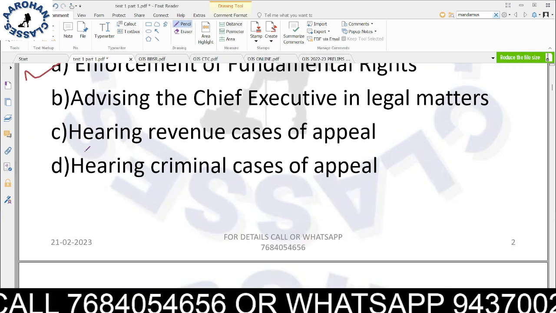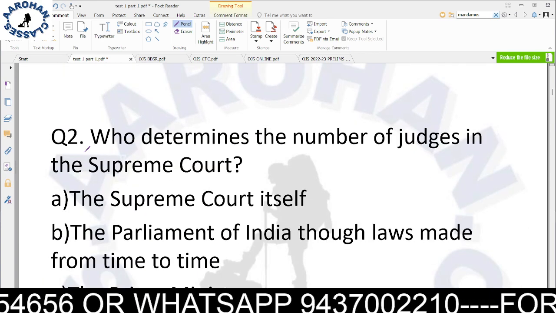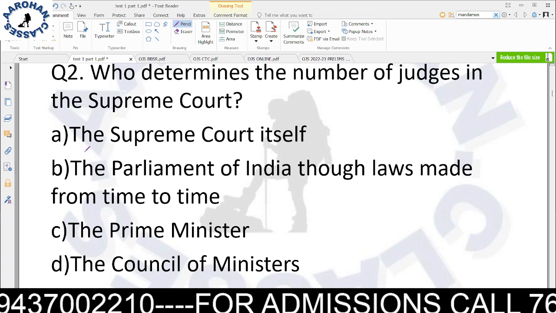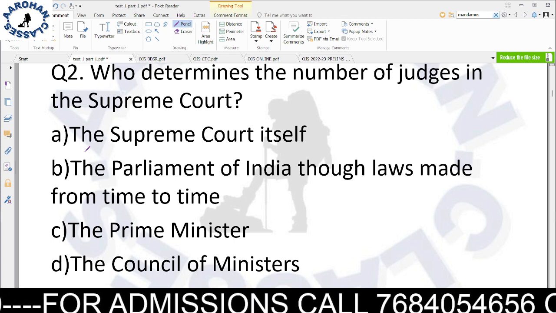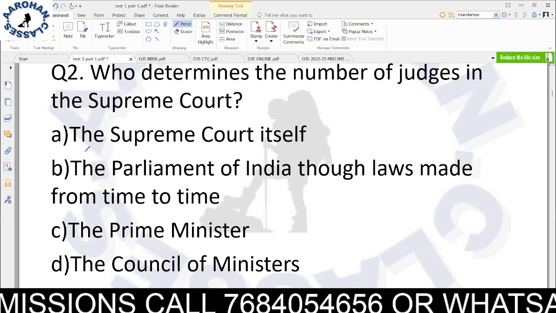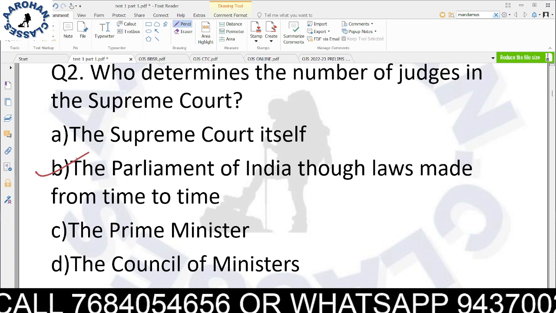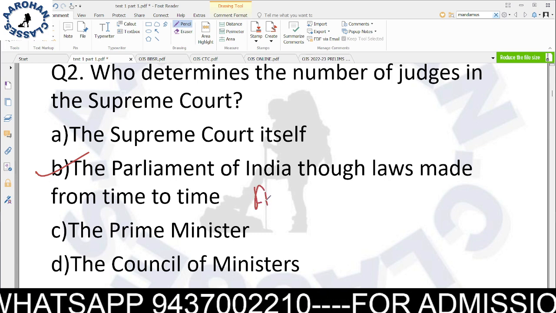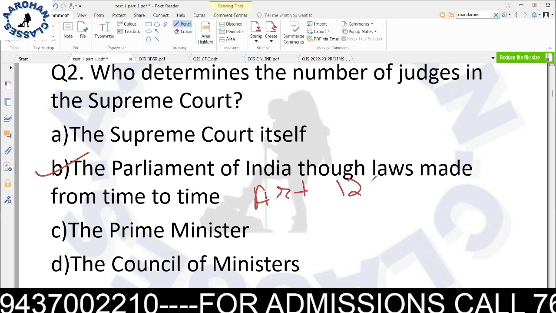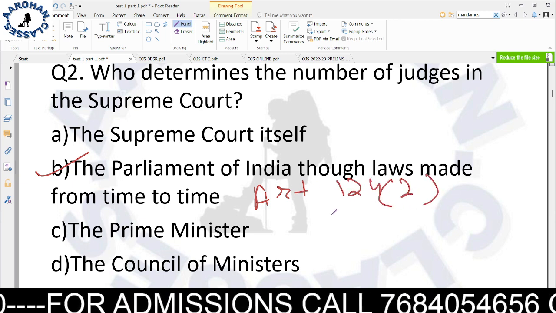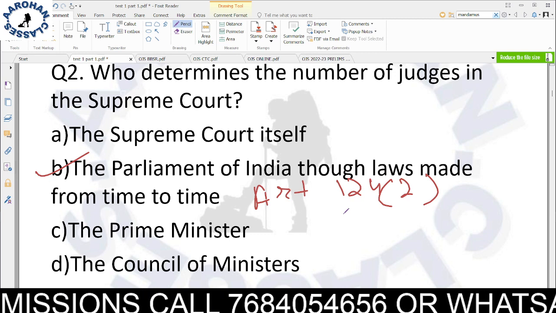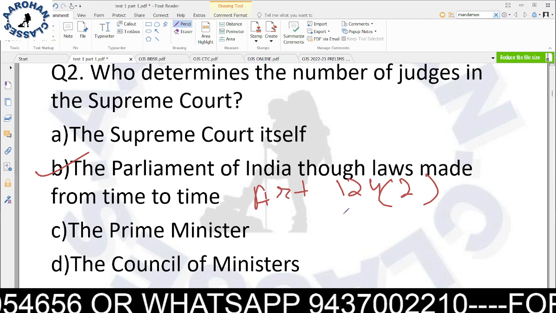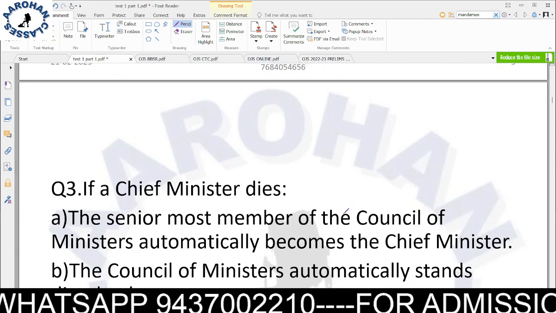Now come to question number 2. Who determines the number of judges in the Supreme Court? Obviously, it is the Parliament of India. From time to time, they will pass laws. If you see Article 124, clause 2, you will find this. So B is the answer for question number 2.